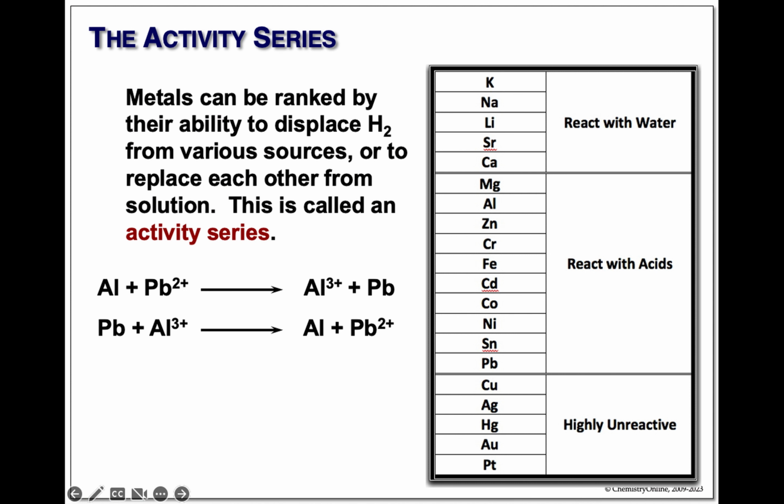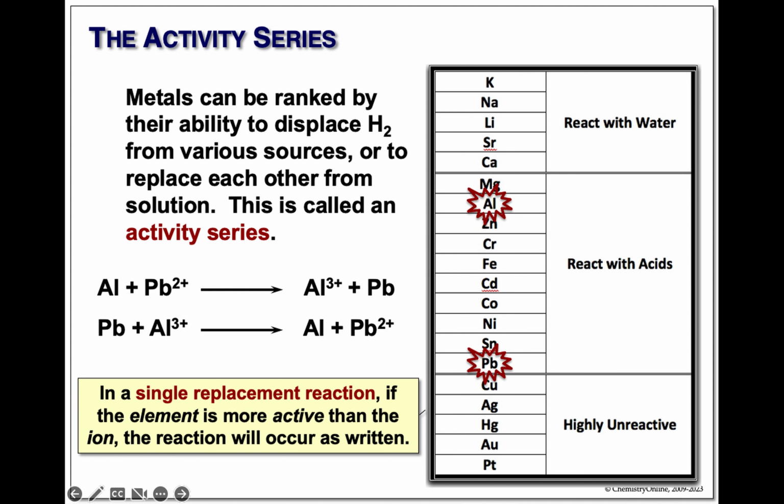Here's a test question in disguise. One of these will work, one won't. Which one works? Element is aluminum, lead is the ion. Aluminum's here, lead is here. The metal is above the ion. This will work, this one will not.